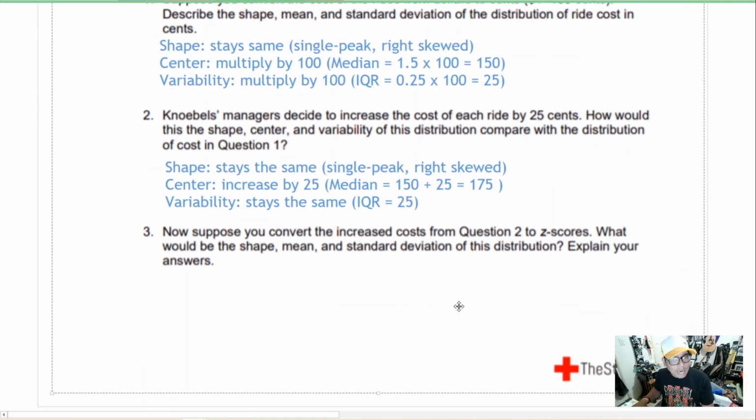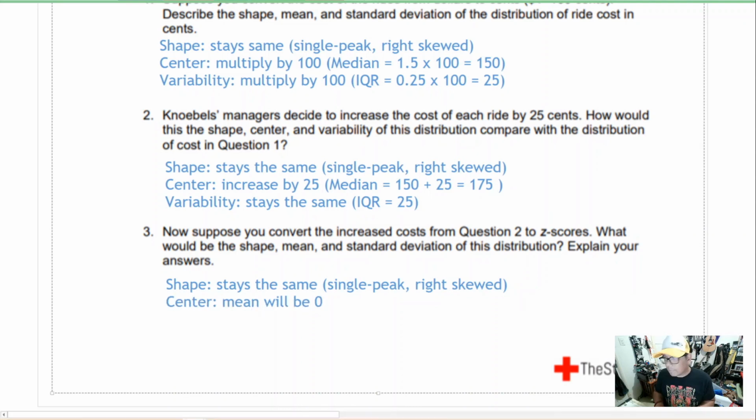Question 3. Now suppose that we converted the increased cost into z-scores. What would happen to the shape, mean, and standard deviation? Well, the shape is going to stay the same, single peak and right skewed. Because we're standardizing, the center, the mean, is going to go to 0 because every standardized distribution has a mean of 0. And then for a measure of variability, the standard deviation is going to become 1.